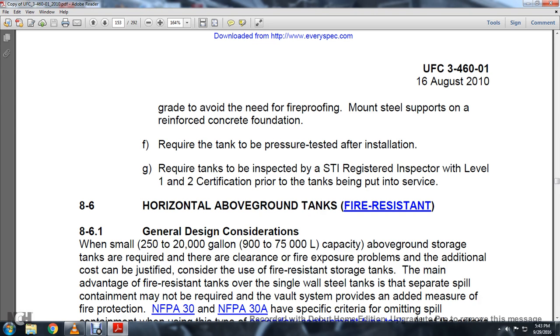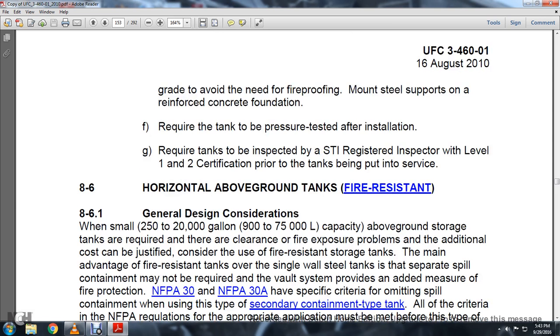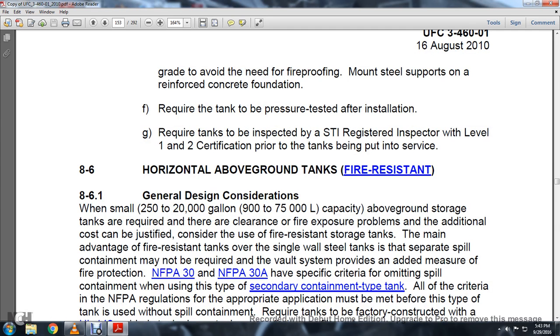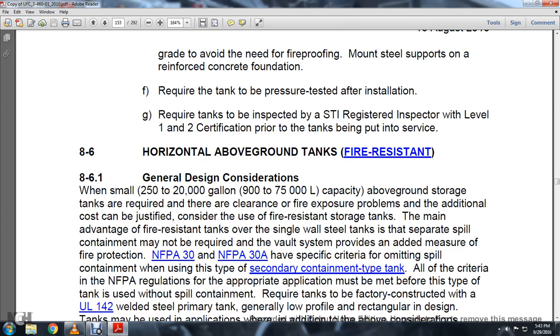The main advantage of fire resistant tanks over single wall steel tanks is that separate spill containment may not be required. The system provides an additional measure of fire protection. NFPA 30 and NFPA 30A have specific criteria for limiting spill containment when using this type of secondary containment tank. With all the criteria of the NFPA regulations, the appropriate application must be met before this type of tank is used without spill containment.